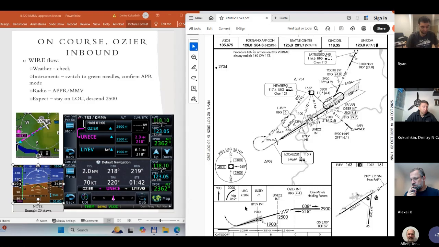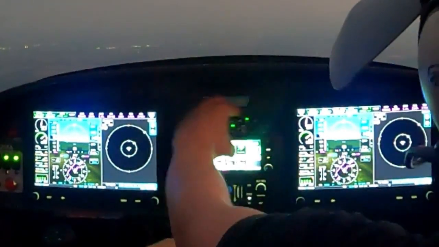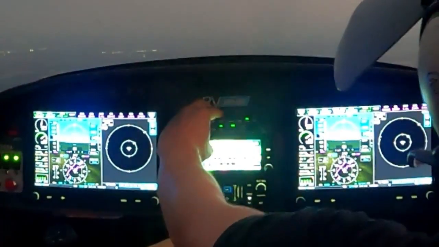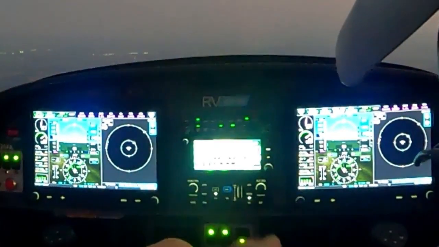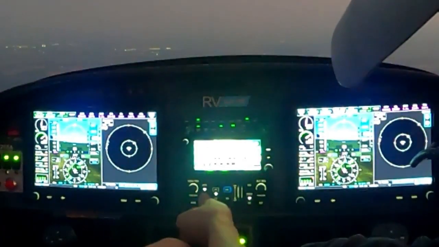So weather check, instruments on green needles, radio set. You expect to stay on localizer and descend. This would be the good time to switch to green needles. Wonderful, and arm the approach mode. Nope, too early. Navigation.